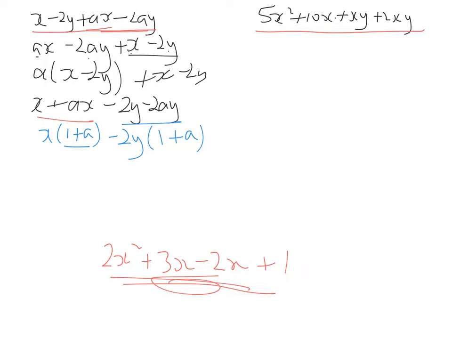Now we've got the same common factor, so we'll take that out. We'll have 1 plus a, and we're left with x minus 2y. So now that one there is fully factorised.